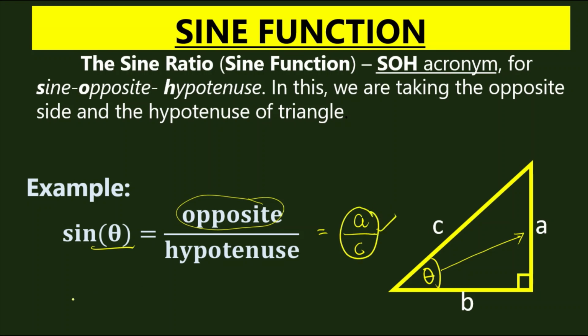For example, we also have sine alpha. When we get the sine alpha, it is still the sine of an angle, so sine theta is equal to the opposite side over the hypotenuse. If we have this alpha, its opposite is B over hypotenuse. Our hypotenuse is C. So, sine alpha is equal to B over C.